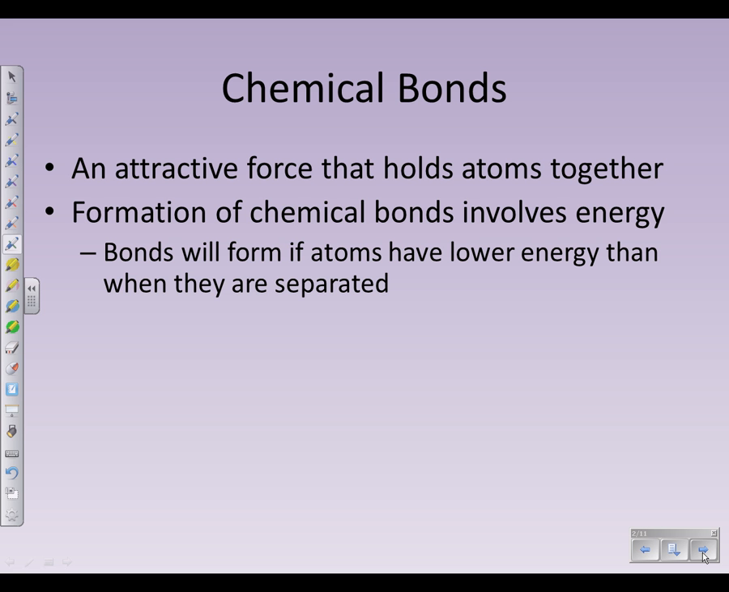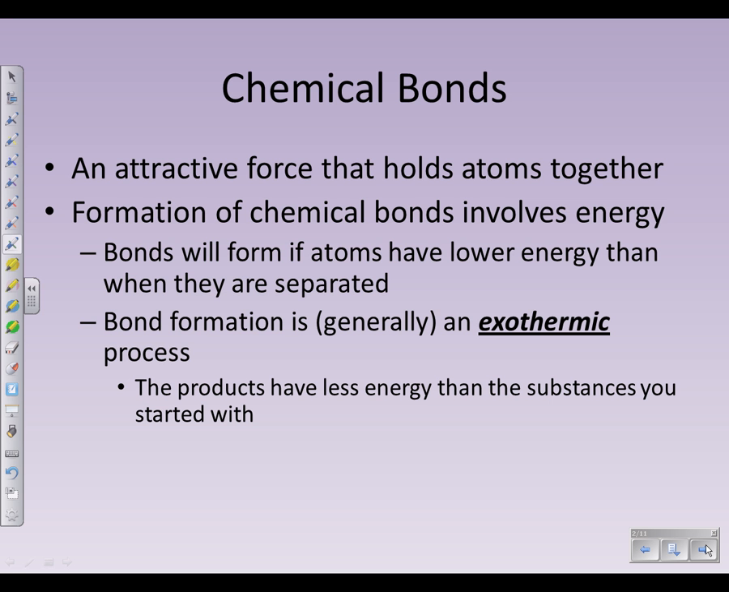Some atoms have a high chemical potential energy. They don't like having high chemical potential energy. So what do they do? They look to get rid of it somehow. Forming bonds is how they do it. Bond formation is generally an exothermic process. Generally. Not always, but generally.